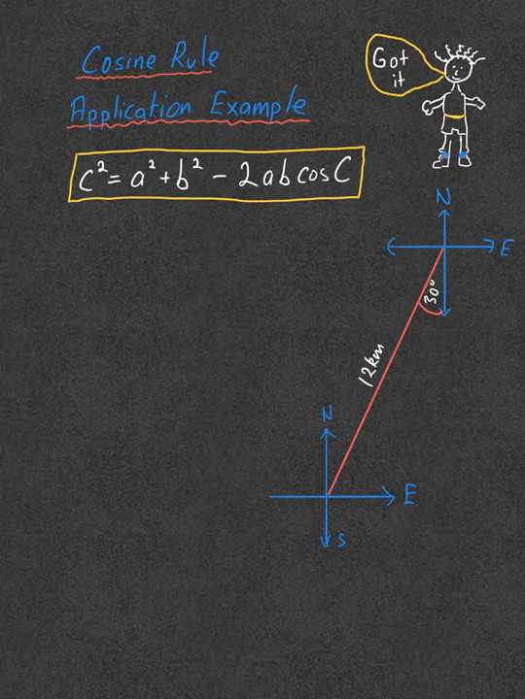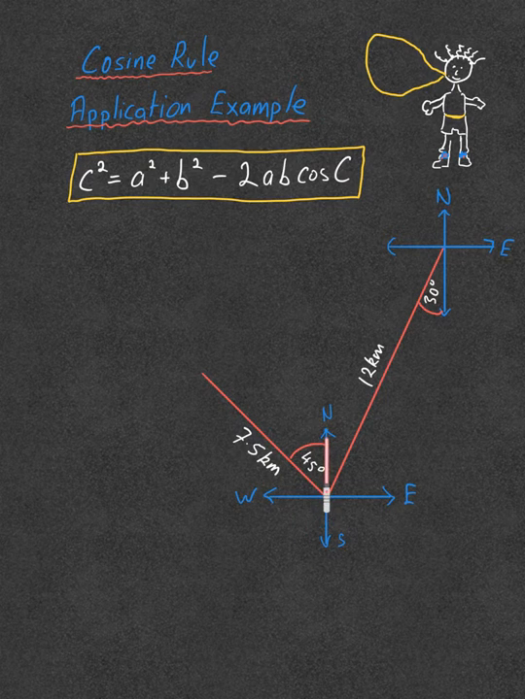Before we put our second leg of our journey in, it's important that we draw another compass. Now I've drawn in a second journey. So here I see the direction is north 45 degrees towards the west for a distance of 7.5 kilometres. So the question I want to do now is, how far is it for the walker to return back to their starting point, and what direction do they have to travel in?